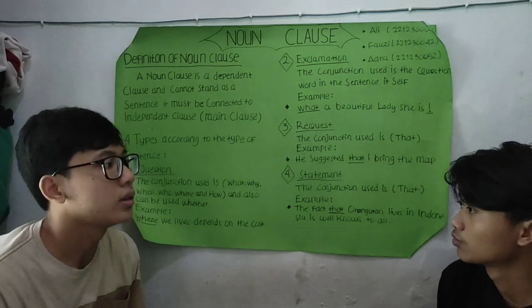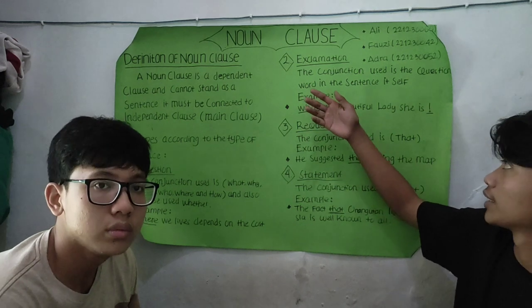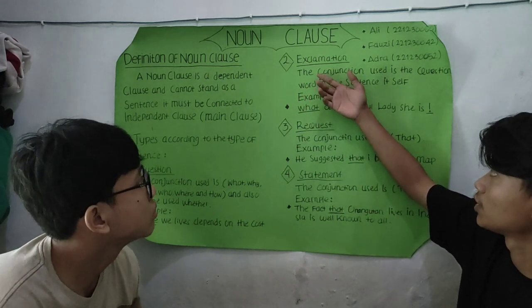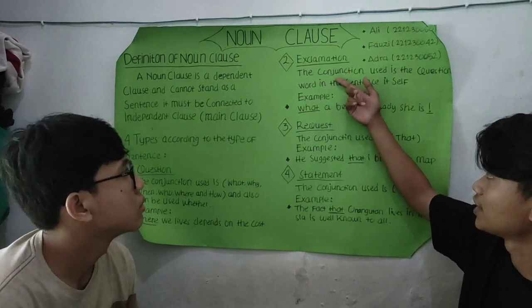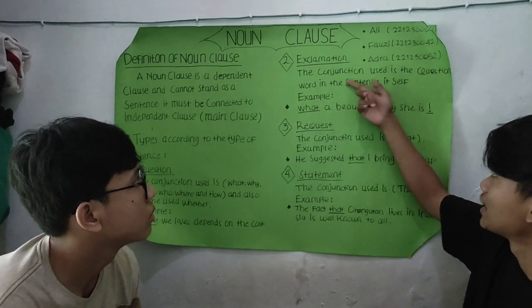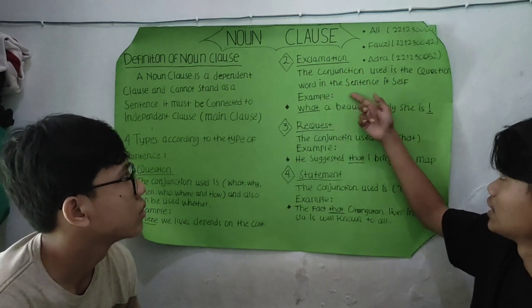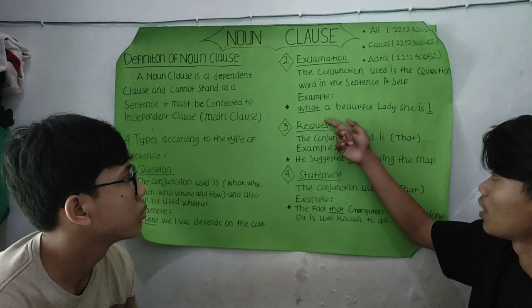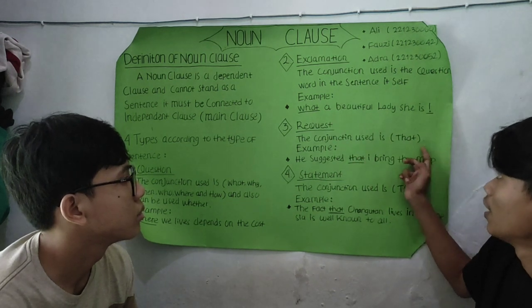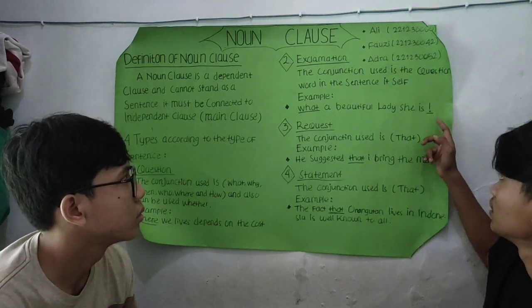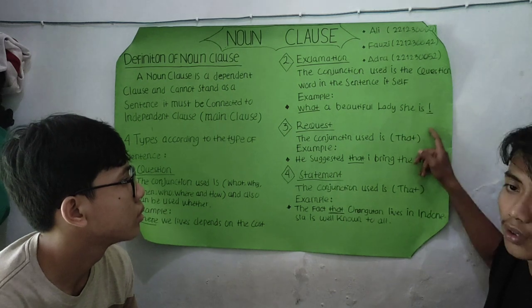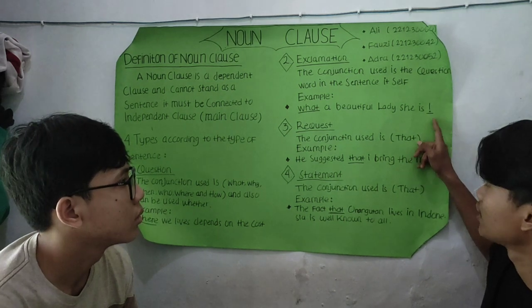For the second is exclamation. The conjunction used is the question word in the sentence itself. For the example, what a beautiful lady she is. And there is an exclamation mark at the end of the sentence.